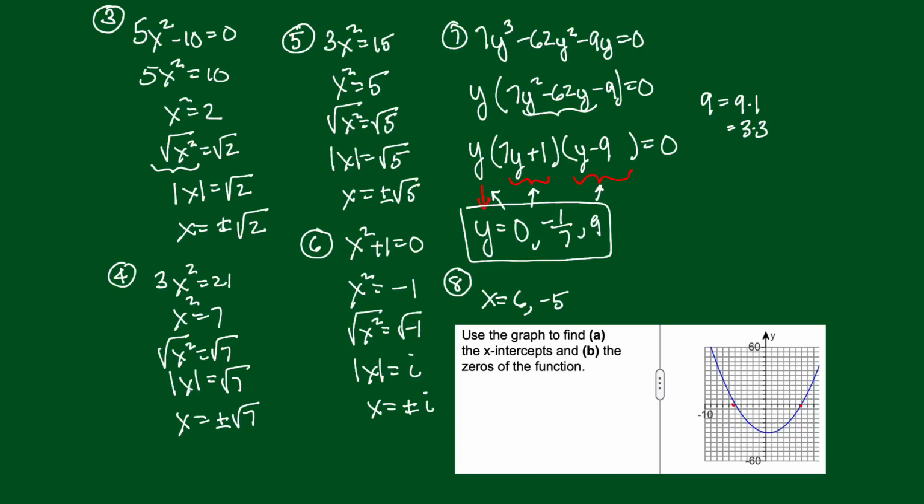So actually what I have, this is part B. These are the zeros of the function, and the x-intercepts are at (6, 0) and (negative 5, 0). The intercepts, remember, are actually points, and the zeros are the numbers that produce y equals 0 in the function.